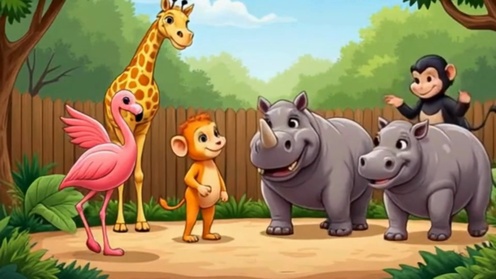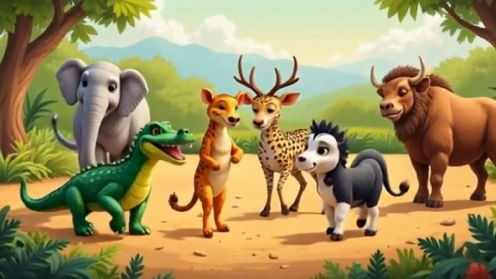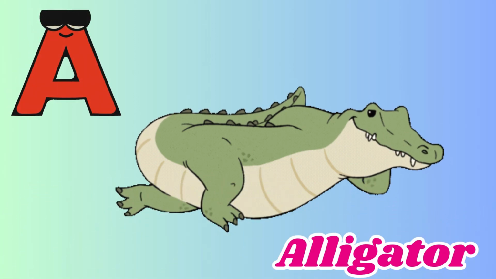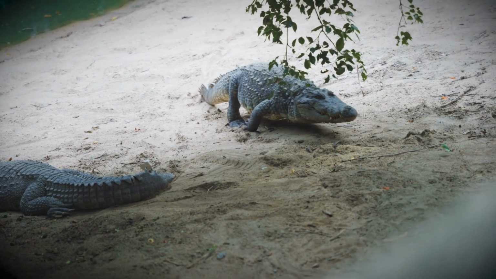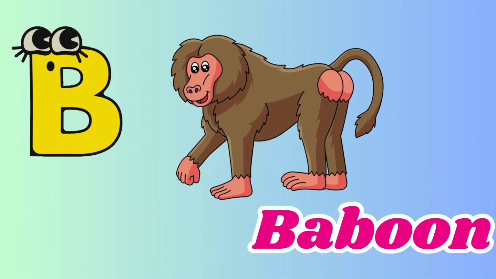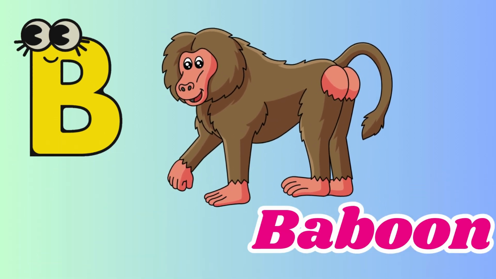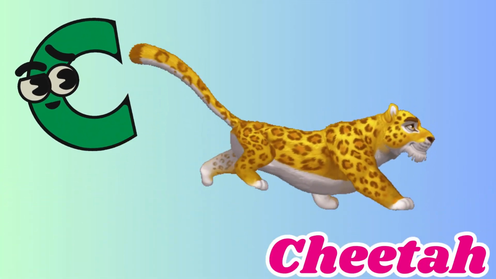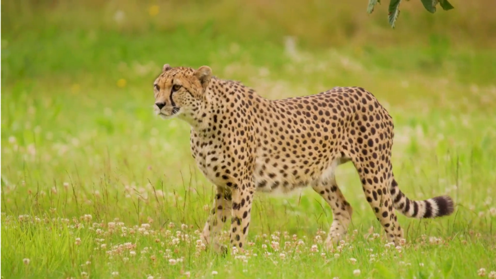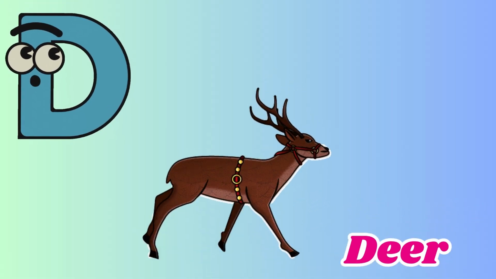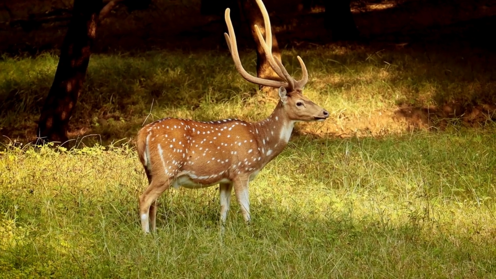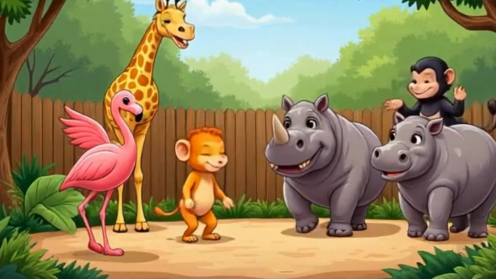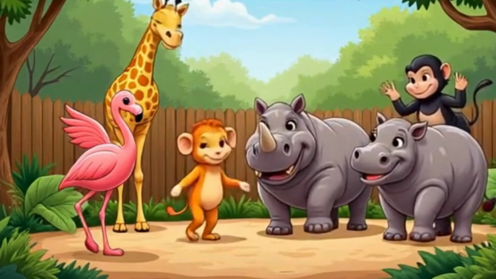Animals, animals, zoo animals. A is for alligator. B is for baboon. C is for cheetah. D is for deer. These are zoo animals, animals, zoo animals.